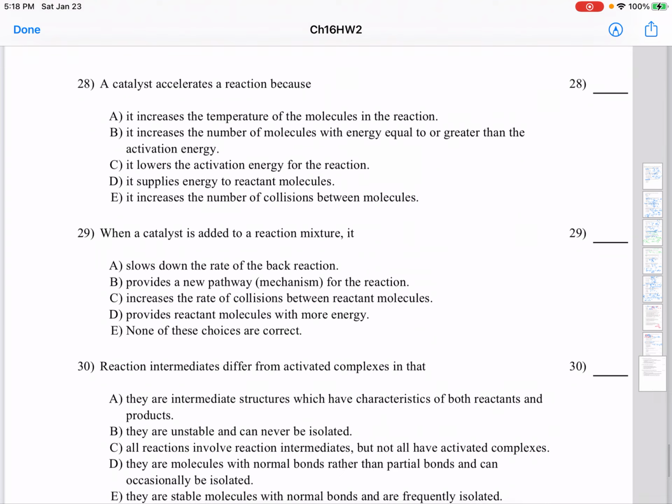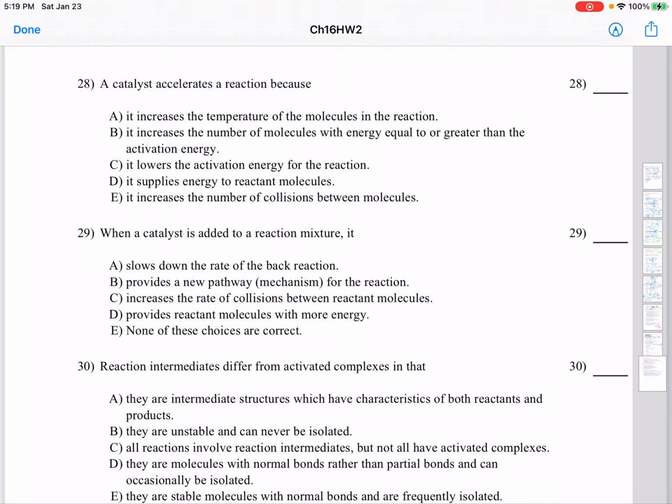28. A catalyst accelerates a reaction because what does a catalyst do? Increase the temperature? No. Increase the number of molecules with energy equal to or greater than the activation energy? Is that the correct answer? What catalysts do? No. It lowers activation energy for the reaction, supplies energy to reactant molecules, increases the number of collisions between molecules. So the correct answer is, we showed it with a diagram, that it lowers the activation energy for the reaction.